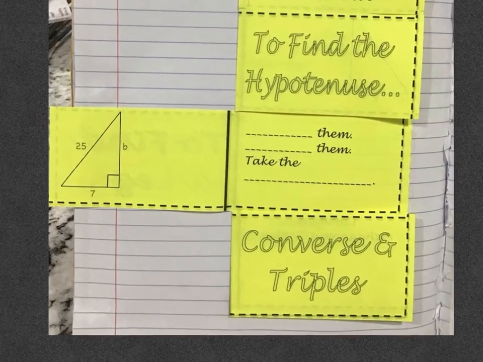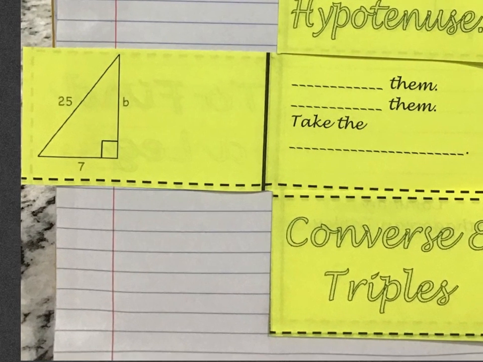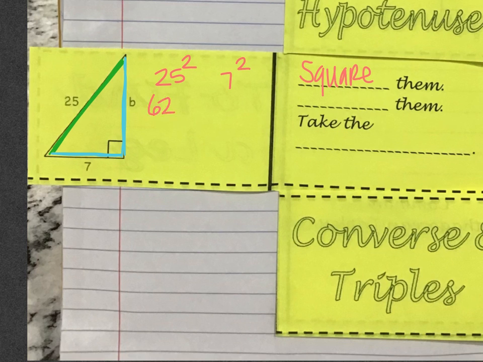When you open up the third tab, it says how to find a missing leg. On this one, we still have our hypotenuse over here, connected to our 2 legs, connected with the right angle. The first step is still square them. So I have 25 squared and I have 7 squared. And that's 625 and that's 49.